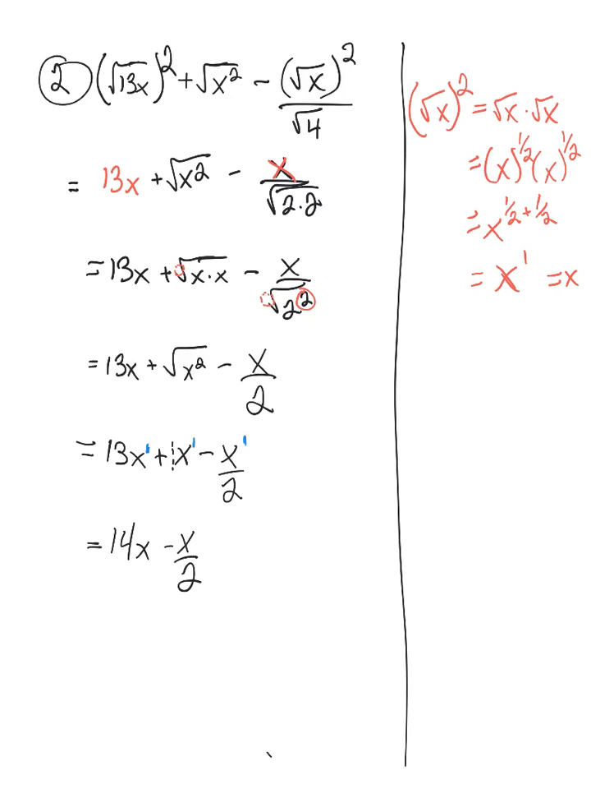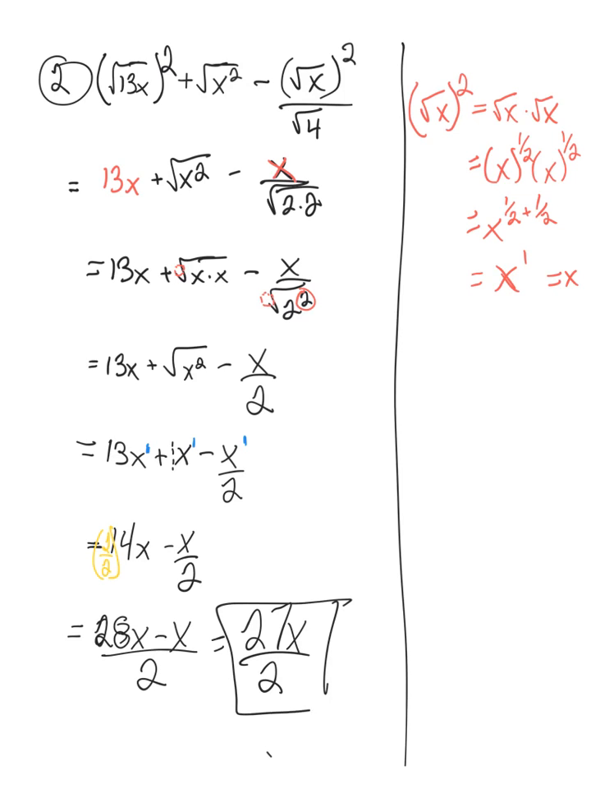How do we combine fractions? How do we add and subtract fractions? Look at the fraction video, you see that we need to have the same denominator. So I will need this to be over 2 over 2. So 14 times 2 is 28. 28x minus x over 2, which equals 27x over 2. And can we reduce either of these? No. So therefore your final answer is 27x over 2.